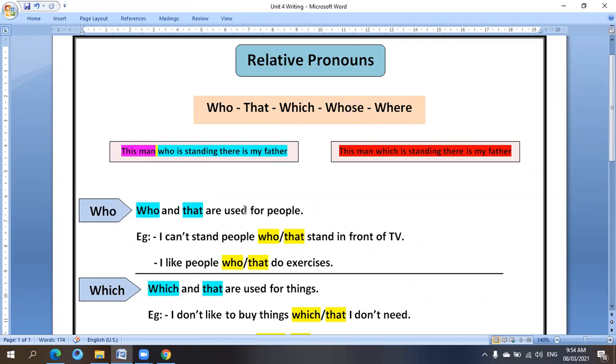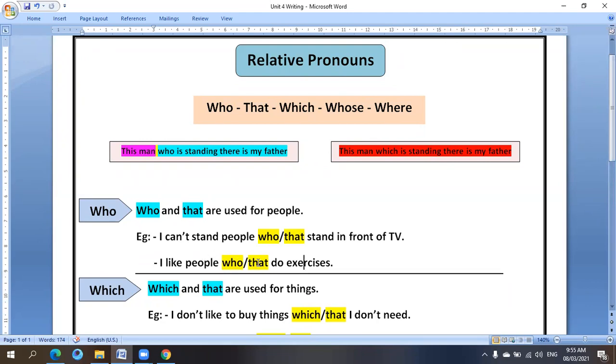Who and that are used for people. Okay? I want you to focus that you can use that with who and which. That's in general. So who and that are used for people. I can send people who or that stand in front of TV. I can send those people who stand in front of TV. I like people that do exercise, or I like people who do exercise. Okay? So that's it.